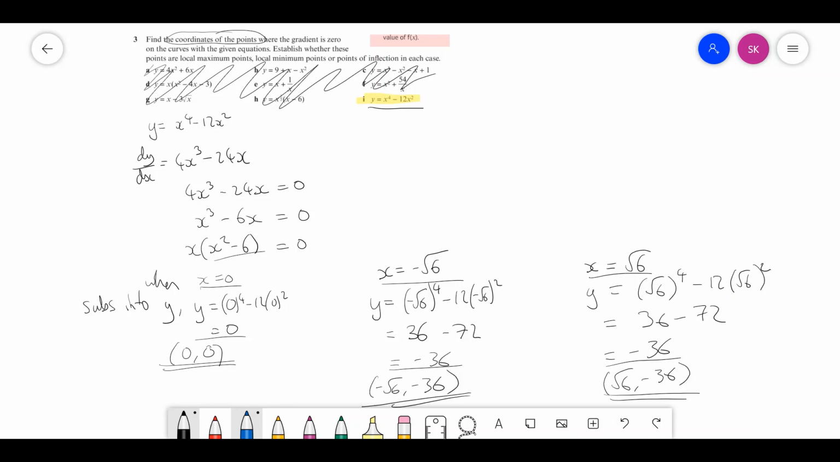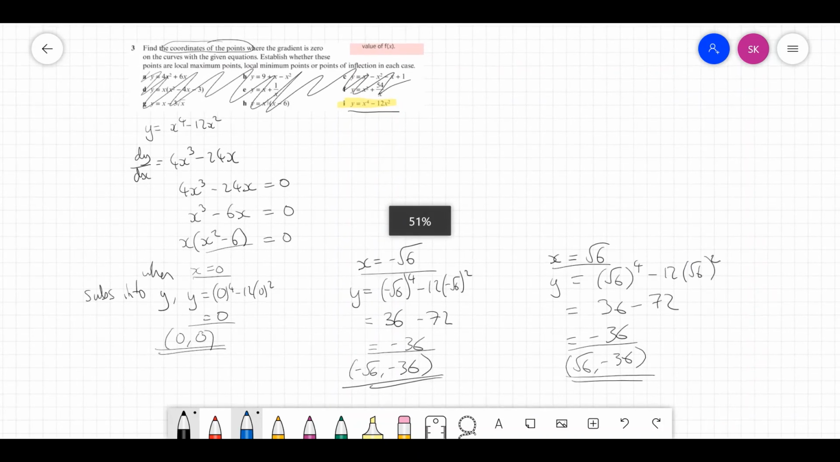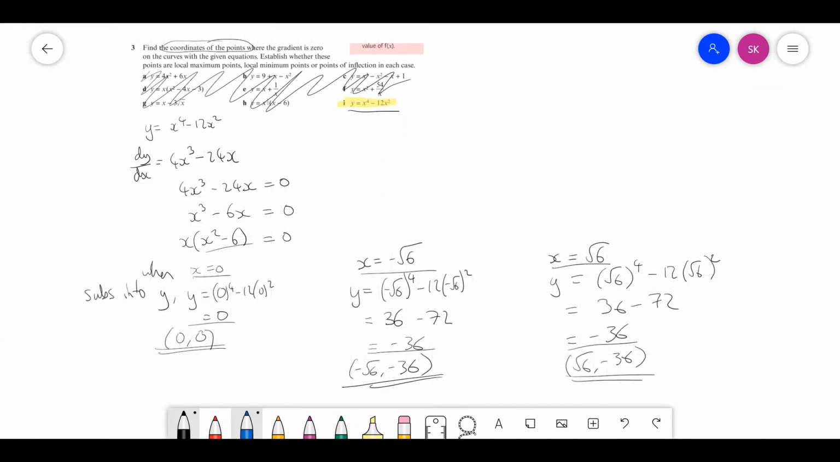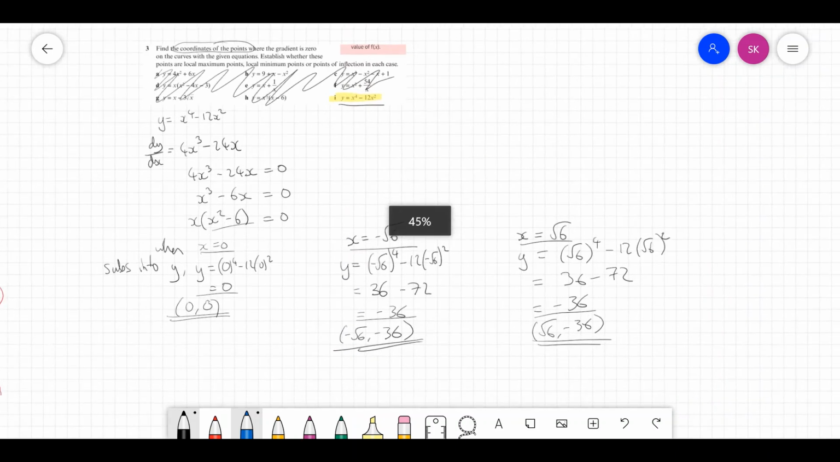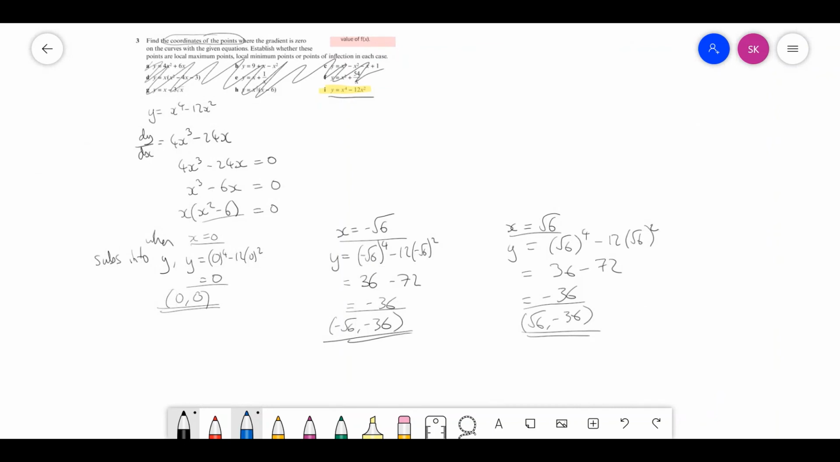I keep calling them turning points. They're not turning points. They could be points of inflection. So these are stationary points. We now have to figure out the nature of each of these stationary points. So to do this, I'm going to use the second derivative. It's more efficient than finding the first derivative points either side like we did in the very first example.